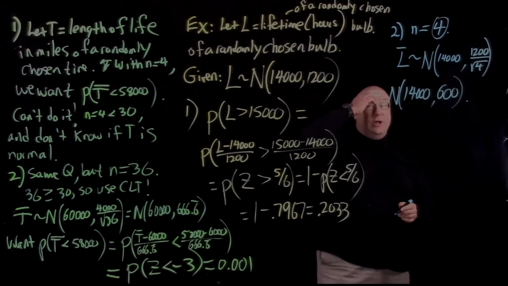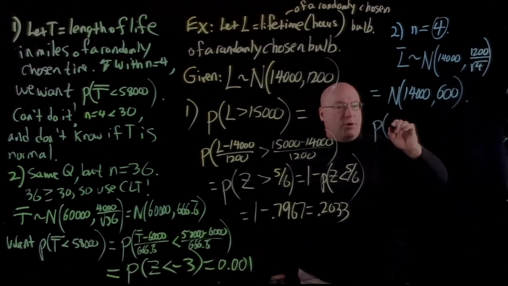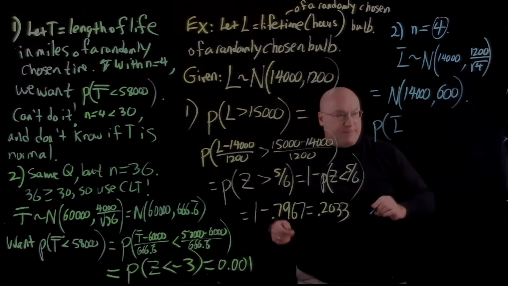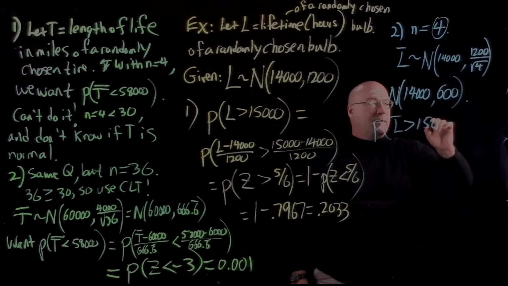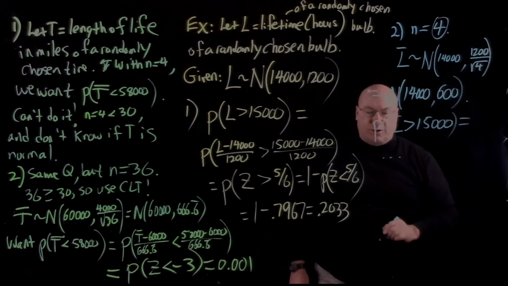All right. Well, you work through the details. What we want here is the probability that L bar is greater than 15,000 this time. You work through the details. You should already have it done.